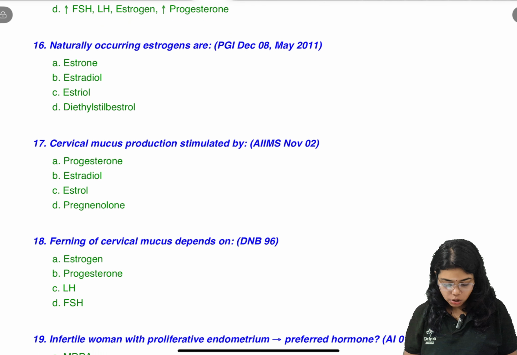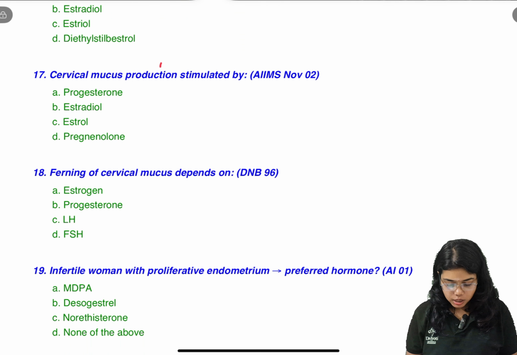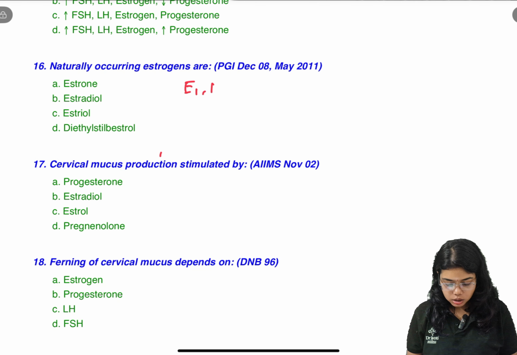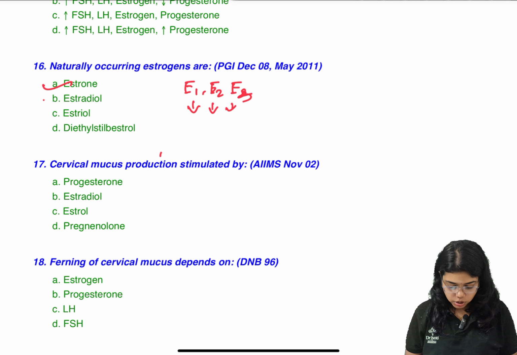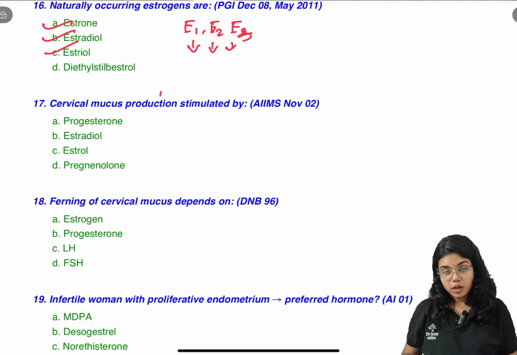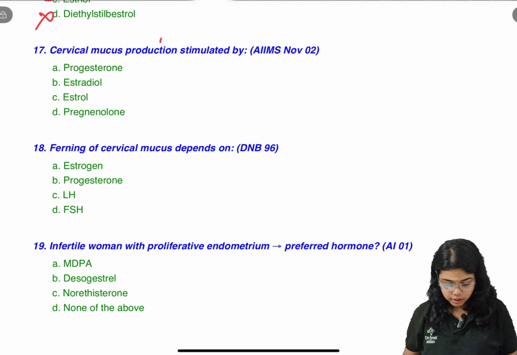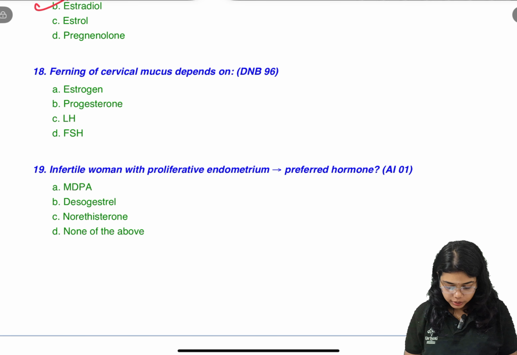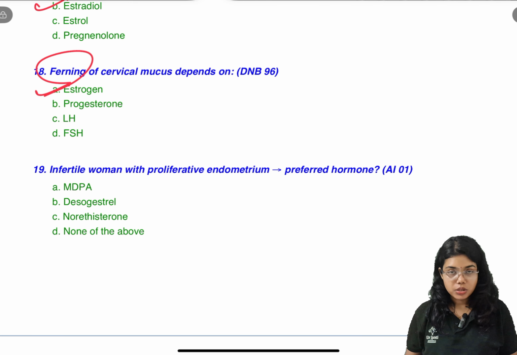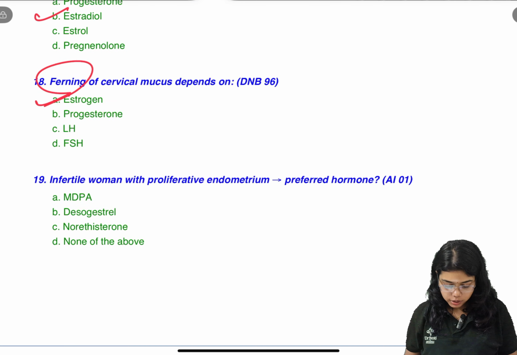Then, naturally occurring estrogens are E1, E2 and E3, that is estrone, estradiol and estriol. These are the naturally occurring estrogens, and not DES or diethylstilbestrol. Then coming to the next question: cervical mucus production is stimulated by estradiol, and also ferning occurs due to estrogen. So two questions are solved here.